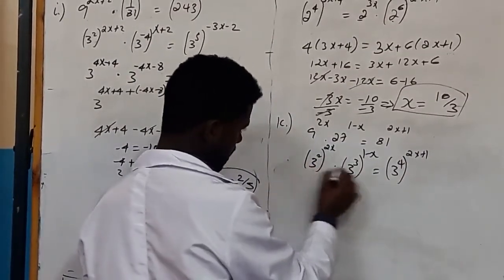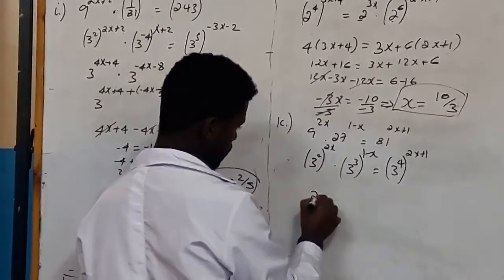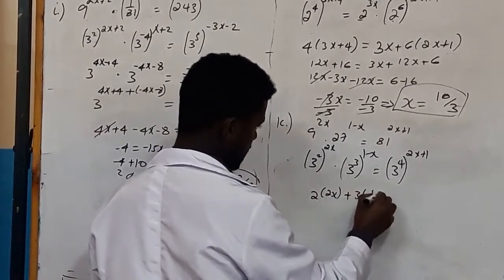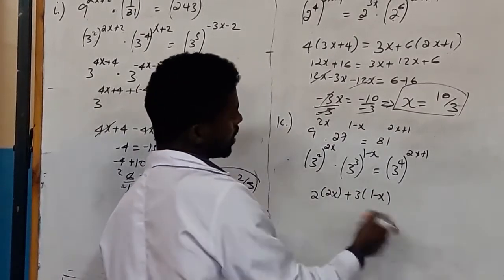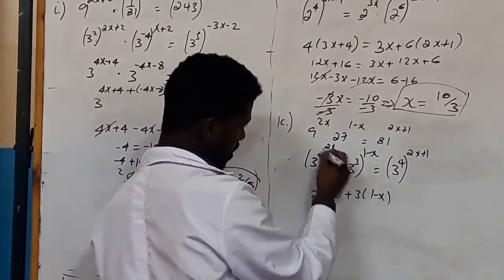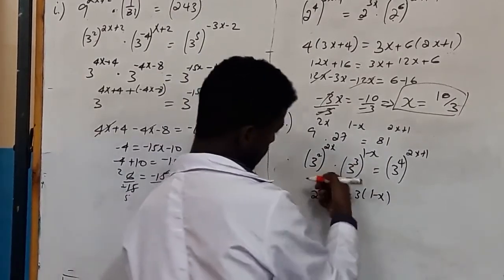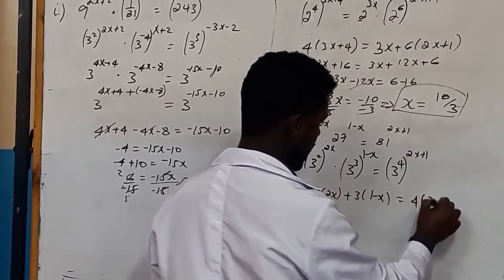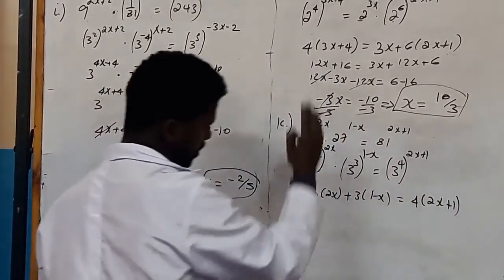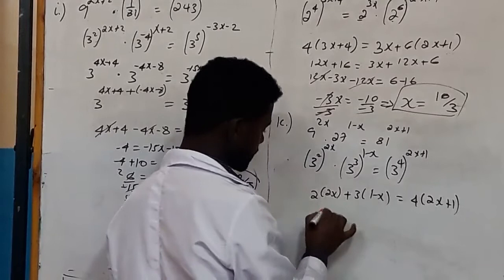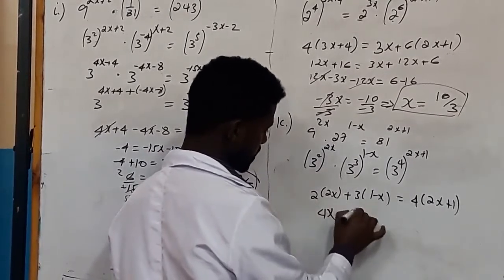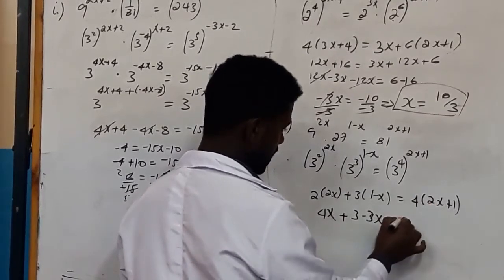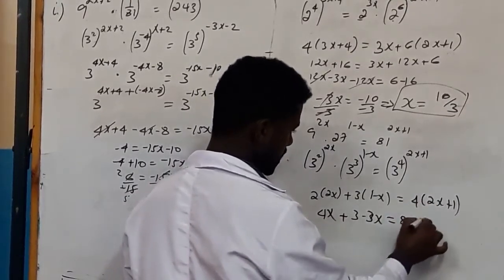Therefore, we can write, since the bases are the same, 2 times 2x plus 3 times 1 minus x, because when the bases are the same in multiplication of powers, we add the exponents, is equal to 4 times 2x plus 1. We can do 2 times 2x is 4x, plus 3 times 1 minus x is 3 minus 3x, is equal to 4 times 2x is 8x, and 4 times 1 is 4.